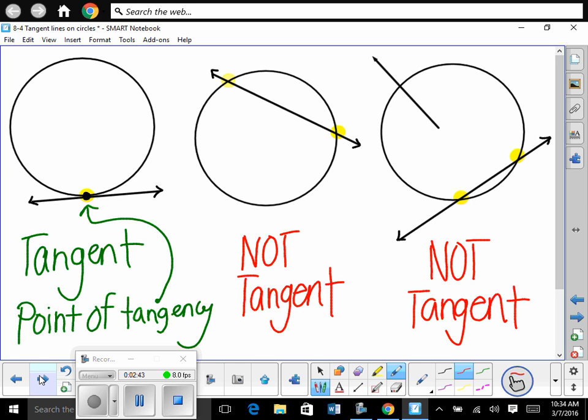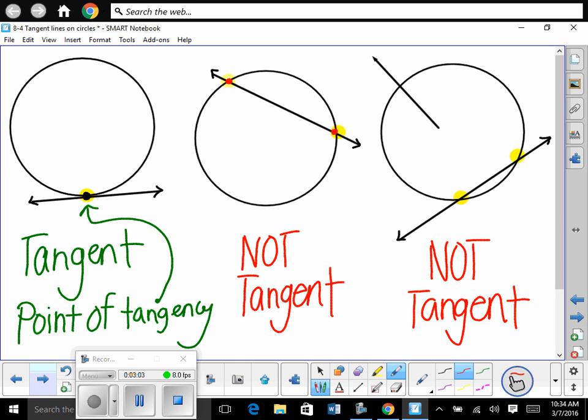Yeah? Okay, now look. Is this line tangent? No, look, it intersects the circle in two spots. Just a reminder, from here to here is considered a chord on a circle. Okay. Now, looking right here, is this line tangent to the circle? No, it's touching in two spots.